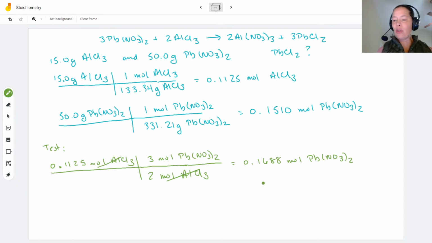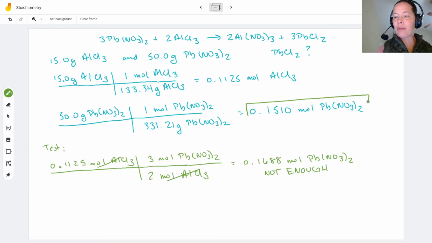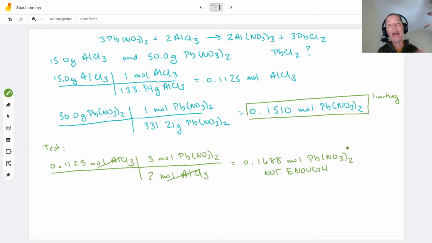So what I like to do is I like to say, not enough. And then I come up here to my lead nitrate. I'm going to put a box around it. And I'm going to say limiting. Okay, so I have identified my limiting reactant.